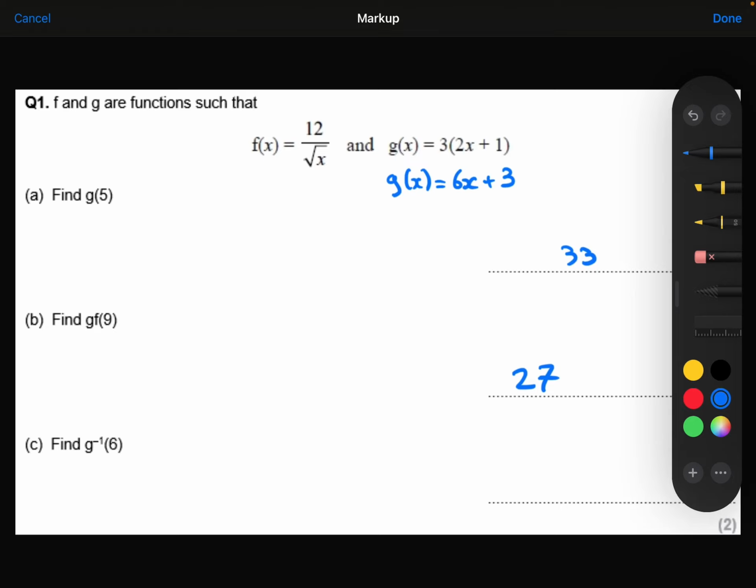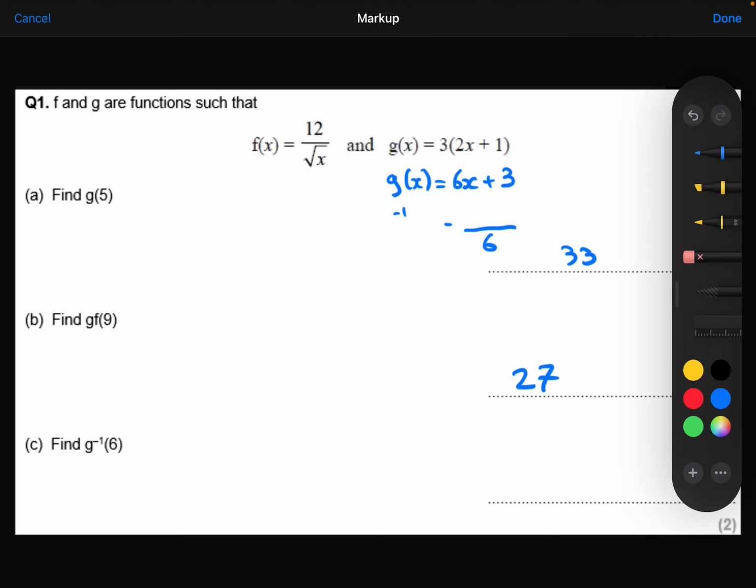Now you can find the inverse function in 2 ways. The quick way is just to think of the reverse process. So rather than timesing by 6 and then adding 3, the reverse process of that would be to subtract 3 and then divide by 6. So x minus 3, divide by 6.